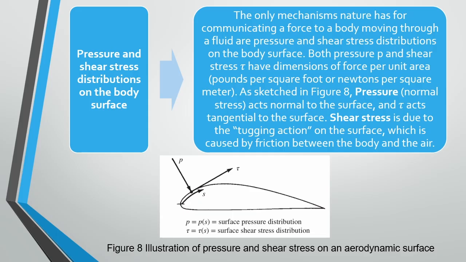Now, pressure and shear stress distribution on the body surface. The only mechanism nature has for communicating a force to a body moving through a fluid are pressure and shear stress distribution on the body surface. Both pressure and shear stress have dimensions of force per unit area. As illustrated in figure 8, a pressure is normal stress, acting normal to the surface. However, the shear stress is due to tugging action on the surface, or the tangential one, which is caused by friction between the body and the air.